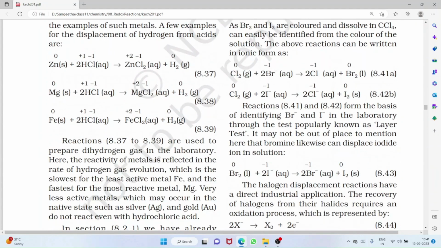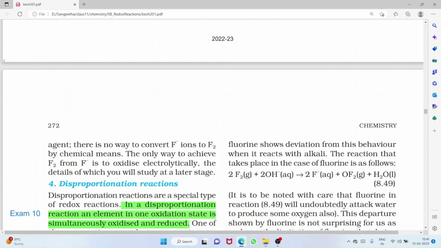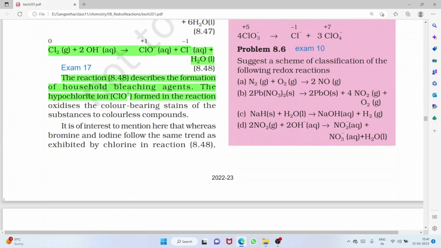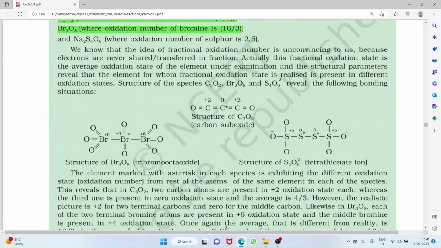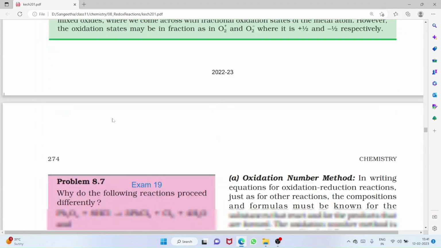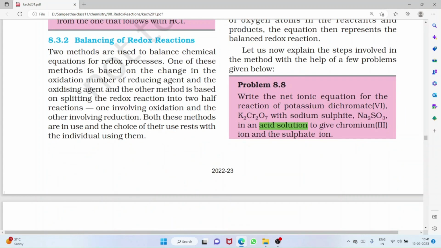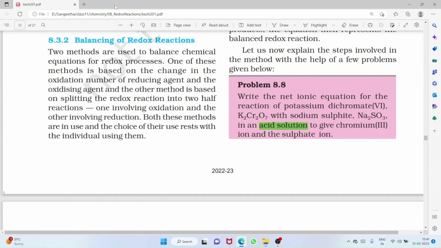There are two methods. One is the oxidation number method, and the other is the half reaction method. I'll show you examples of the two methods. Oxidation number method first. So now we'll take this example first.